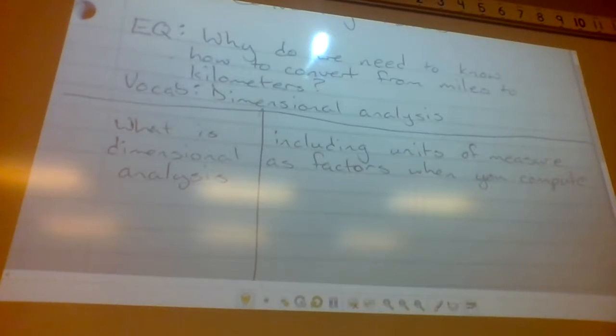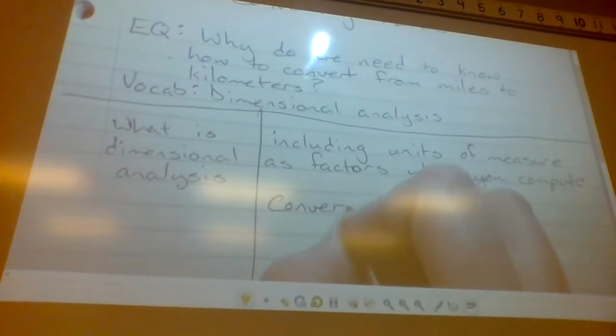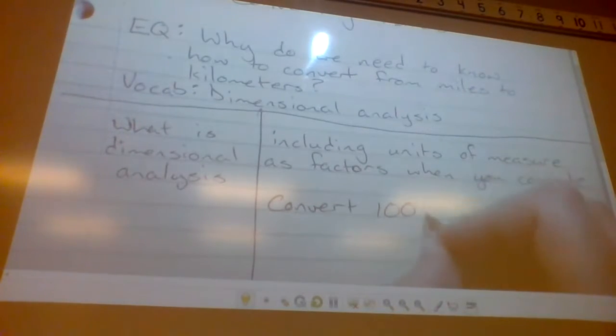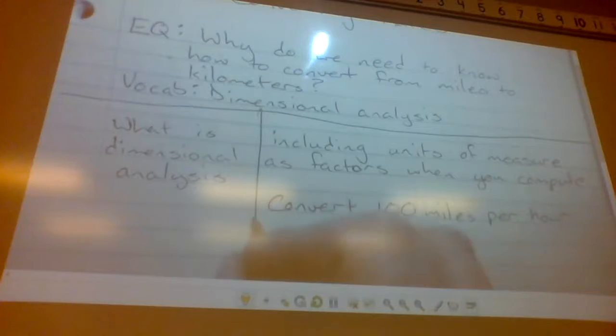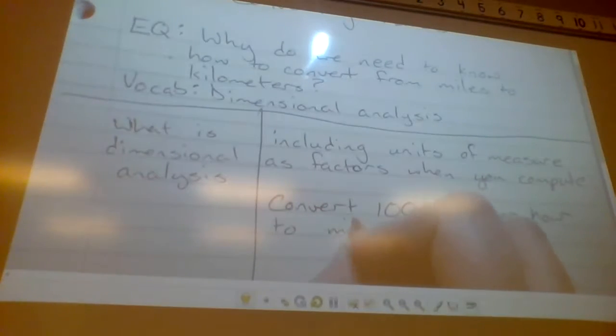Okay? We're going to start with something a little bit easier. I'm not saying it's easy. It's one of the easier problems we can do because it's something you do know how to convert. We are going to convert 100 miles per hour and change it into a label that has miles per minute.